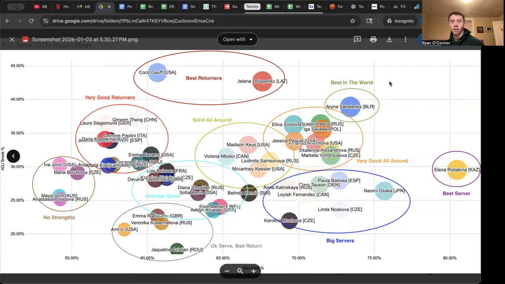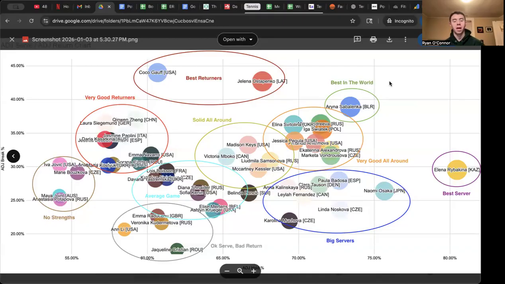Moving on though, you have the solid all around. That's just underneath the very good all around. So they do everything pretty well, above average, but not elite. And that's how they are, right, kind of smack dab in the middle, where you have Keys and Boko, Kessler, and Samsonova, kind of Bencic too.